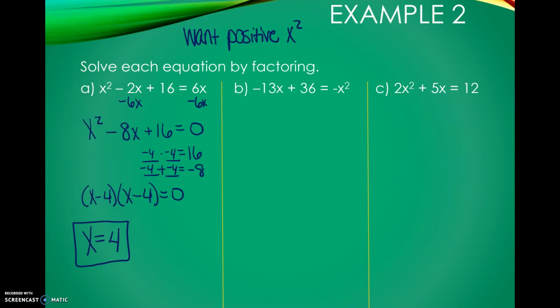Okay, in B, the reason I put B in here is right now we have negative x squared. We do not want to have negative x squared, so I'm going to add x squared to both sides to give us x squared minus 13x plus 36 equals 0.